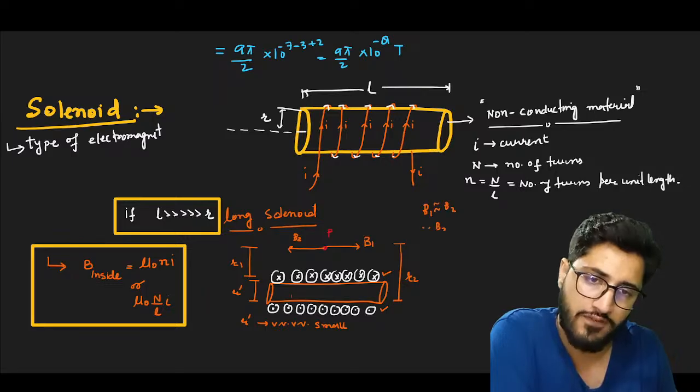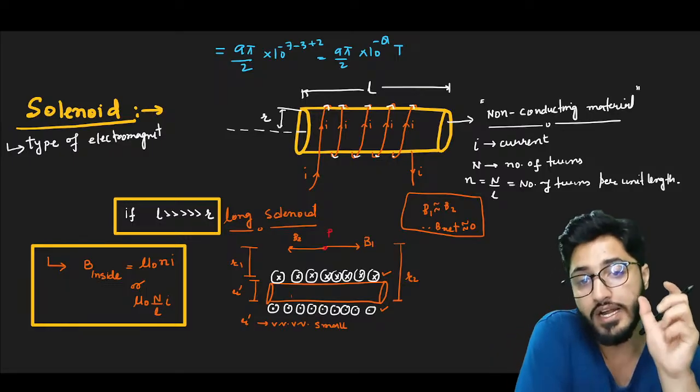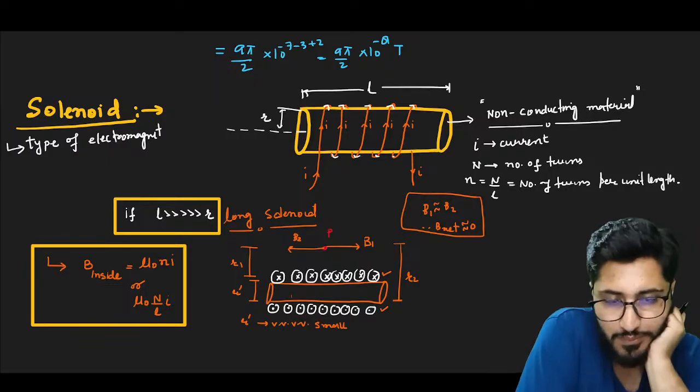Therefore, my B net outside is approximately equal to 0. B net is approximately equal to 0 outside of my solenoid, long solenoid. Perfect.